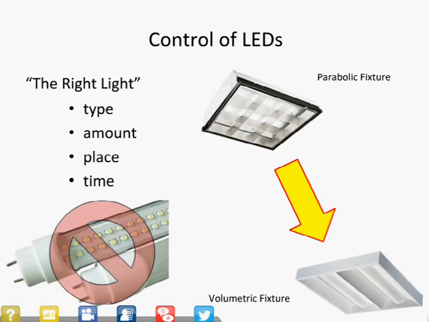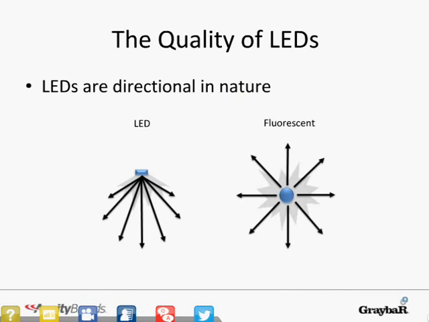That brings us to the quality of LEDs. LEDs are by nature a directional light source. That is, they shine in one direction. Fluorescents are by nature an omnidirectional source, so they shine in a 360-degree pattern. You can see that on the left and right-hand side of your screen. So by their natures, you can see how it's virtually impossible to simply swap out the lamps and hope for a high-quality light source.